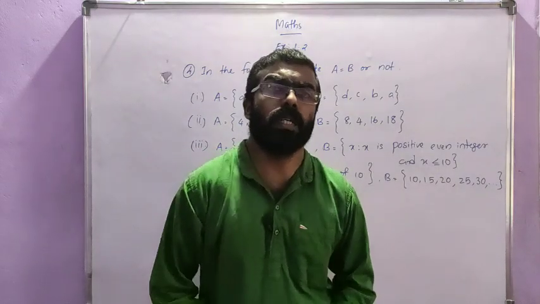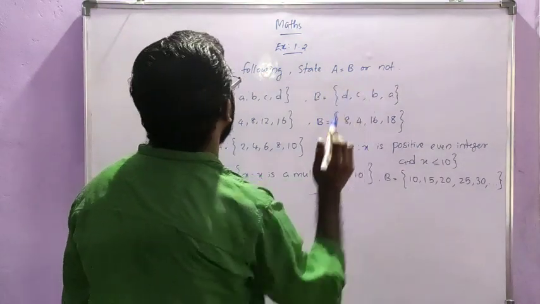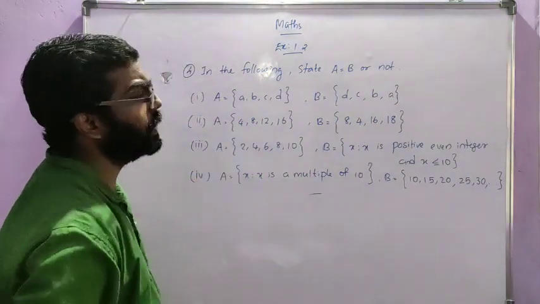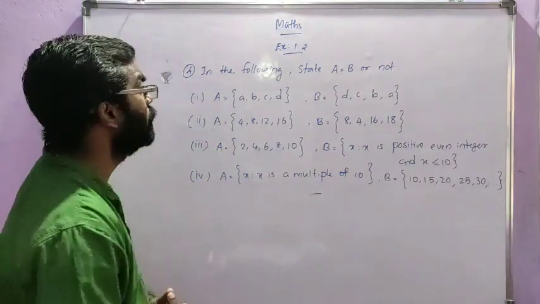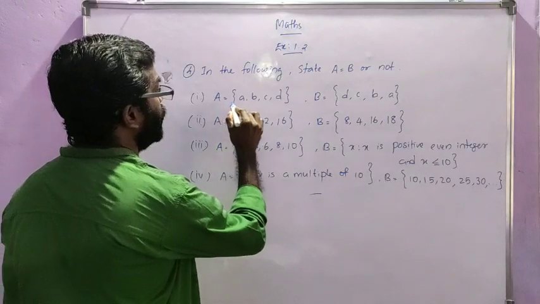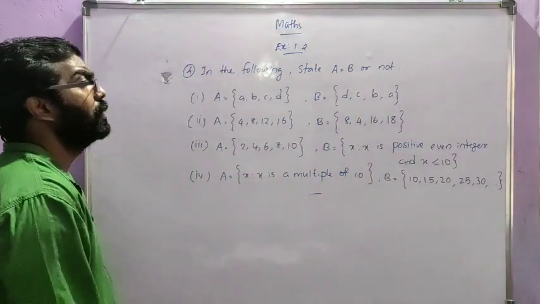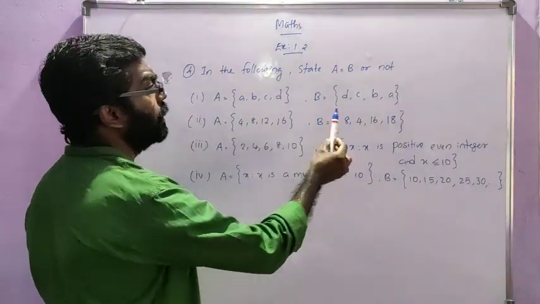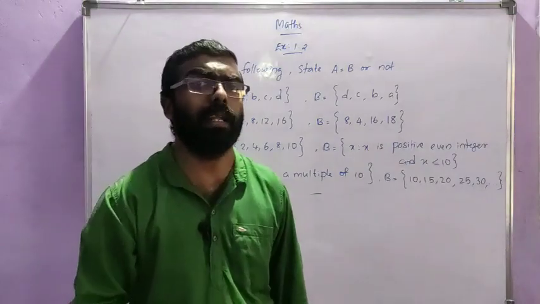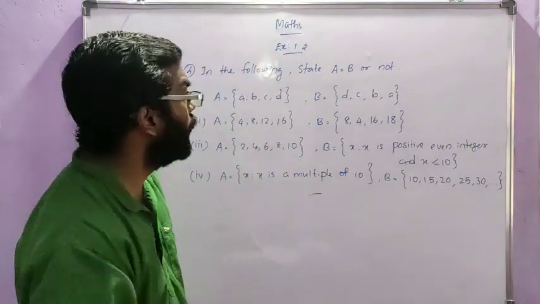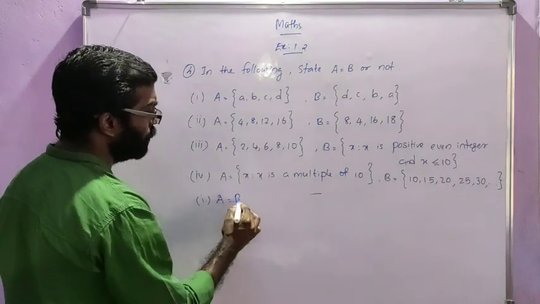Okay. Now we move on to question number 4. In the following, state whether A equals B or not. Here some sub questions are given. First one, A is equal to {a, b, c, d}, B is equal to {d, c, a, b}. So here a, b, c, d, and here also a, b, c, d. That means the two sets contain exactly the same elements, so we can write A is equal to B.